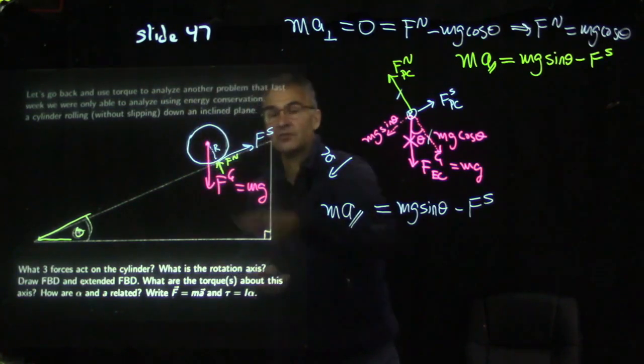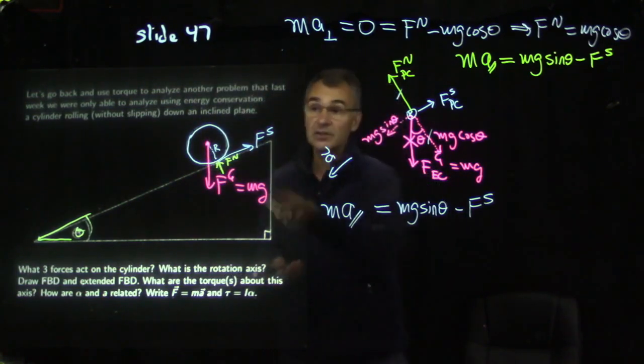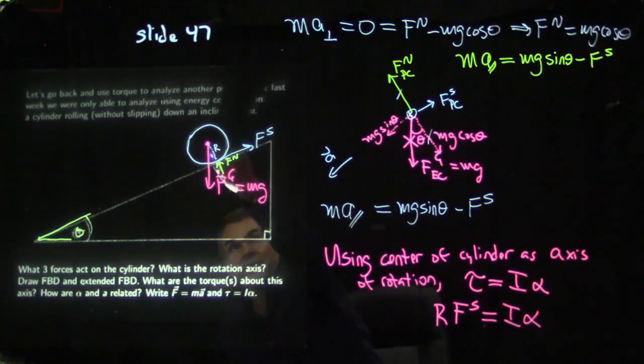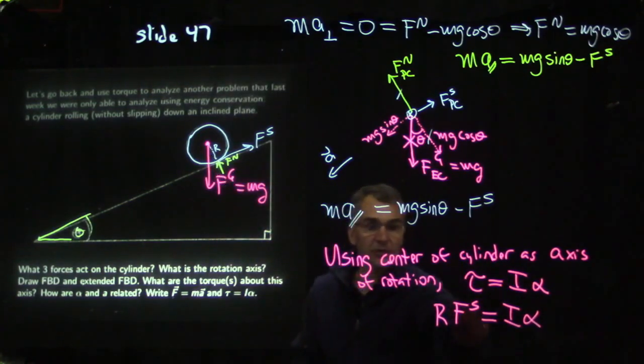So the only torque is the torque due to static friction. That makes sense. The only thing causing this to rotate rather than just slide down the hill is static friction. So using the center of the cylinder as our axis of rotation, we can write tau equals I alpha. The only torque has a lever arm equal to the radius of the cylinder, times the static friction force. So radius times static friction equals I alpha.